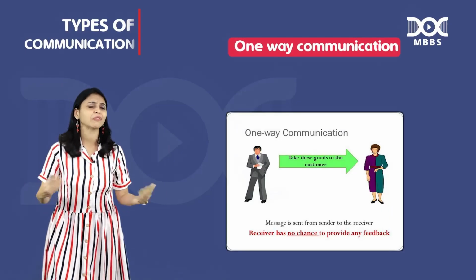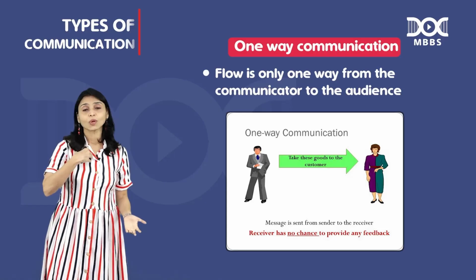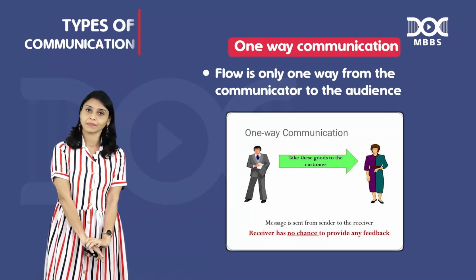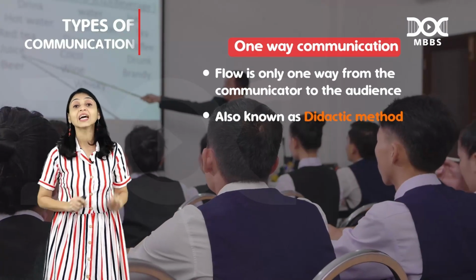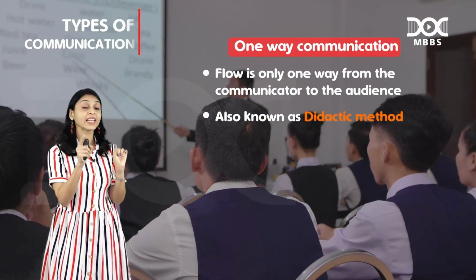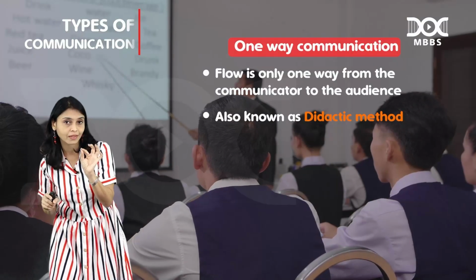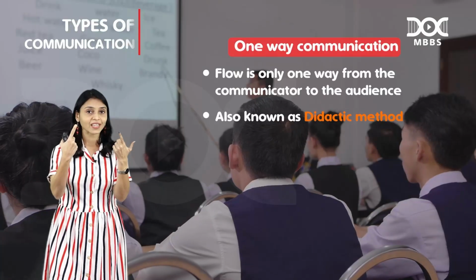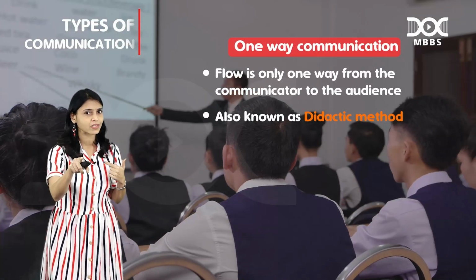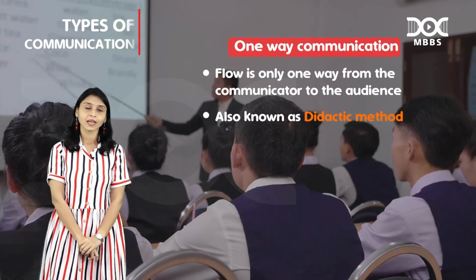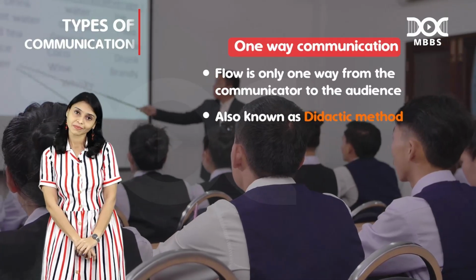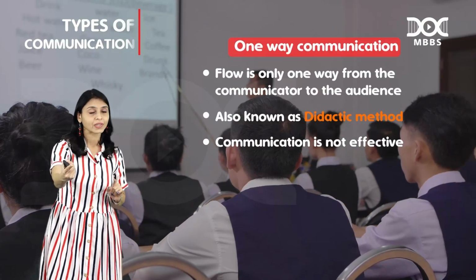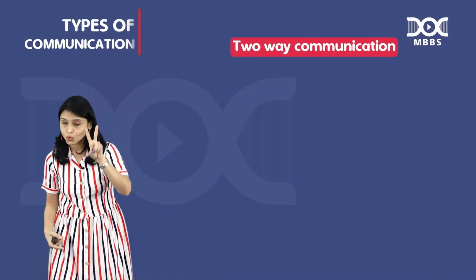Now, what is one-way? I think I don't have to tell you. One-way means flow is only one way from the communicator to the audience, whereas the audience are simply sitting. This is also known as the didactic method, D-I-D-A-C-T-I-C. In the didactic method, only one person is talking or communicating. This is what usually happens in your lecture classes, right? You're all sitting there with your eyes open, of course, but the mind shut. So the problem with one-way communication is that it is not actually effective. If it has to be effective, it has to be two-way, right?